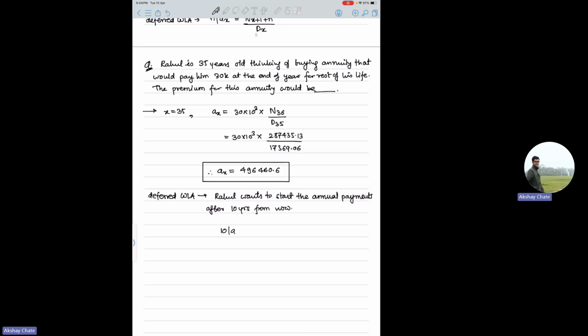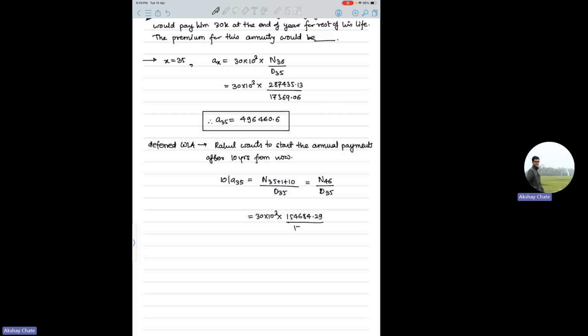In such a case, this will be a 10-year deferred annuity. X is 35 here, so this will be a35, but deferred by 10 years. So that is N(35+1+10) divided by D35. This is N46, and this is D35. So what is N46? N46 is 154,684.29, and you need to multiply by 30,000.